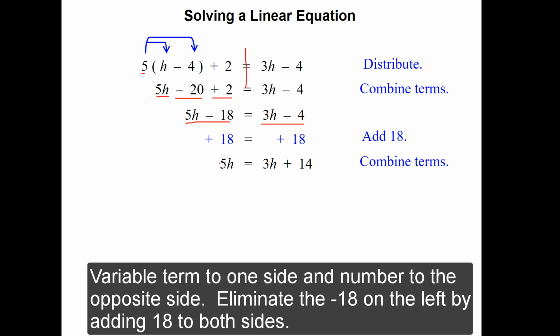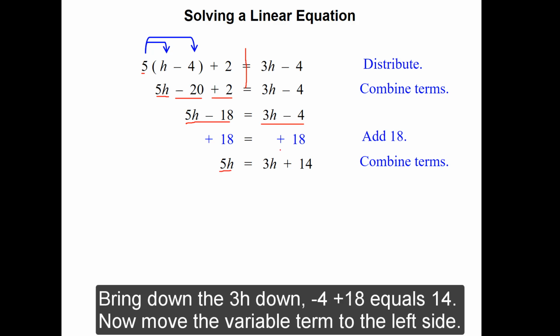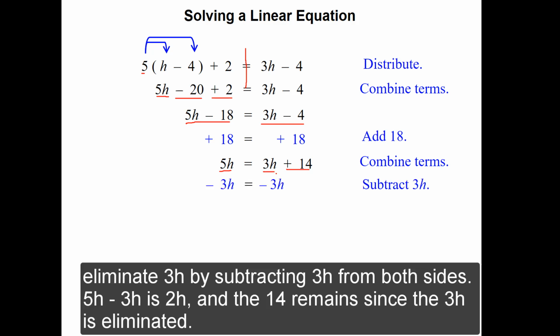When I do that, I'm only left with 5h on the left. I bring the 3h down. -4 plus 18 results in a positive 14. Now I must get my variable term to the other side, which means I must eliminate the 3h by subtracting it. So I subtract 3h from both sides. 5 minus 3 results in 2h, and I'm left with the 14 on the right since the h's canceled each other out. Step 2 is complete.